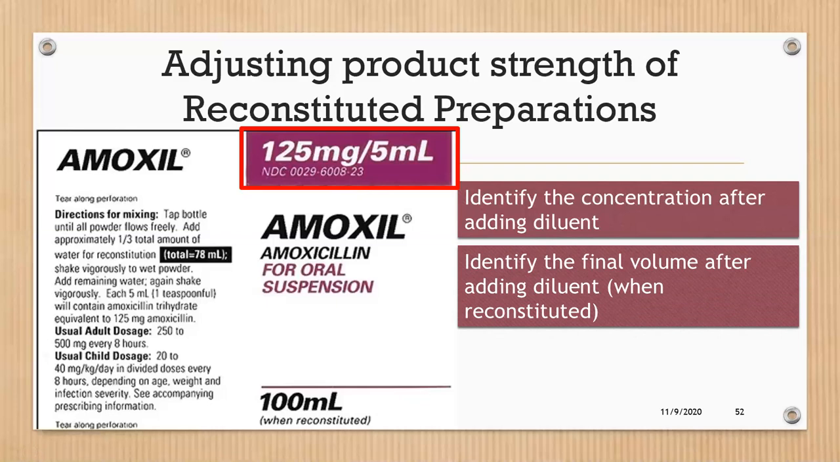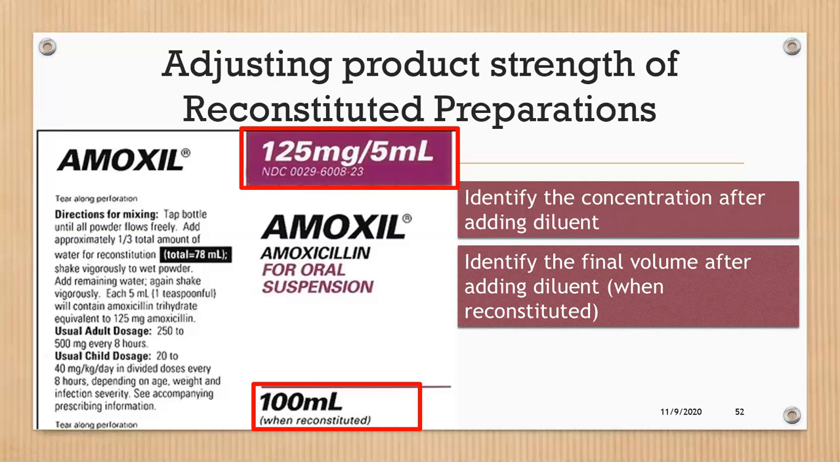And that final volume is found here. And it says 100 mil when reconstituted. So how do we obtain this 100 mil? Do we throw 100 mils of water there? Most likely not, because this is a suspension.